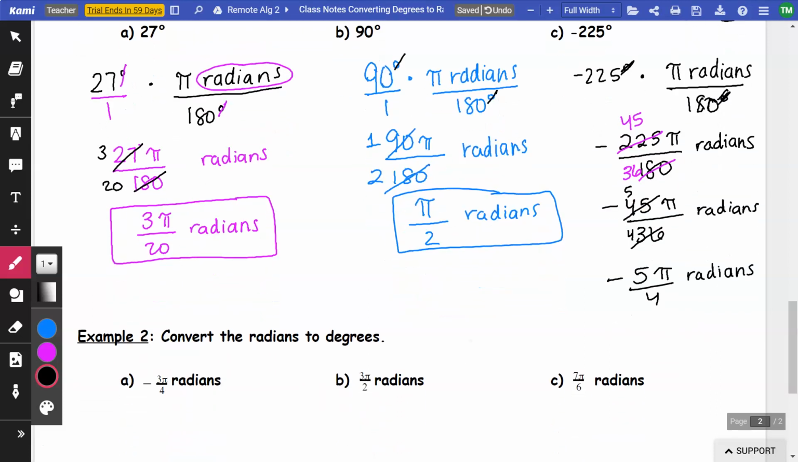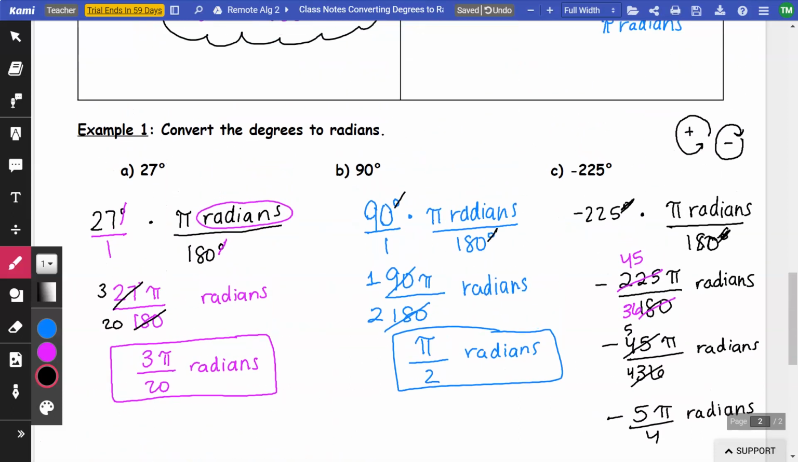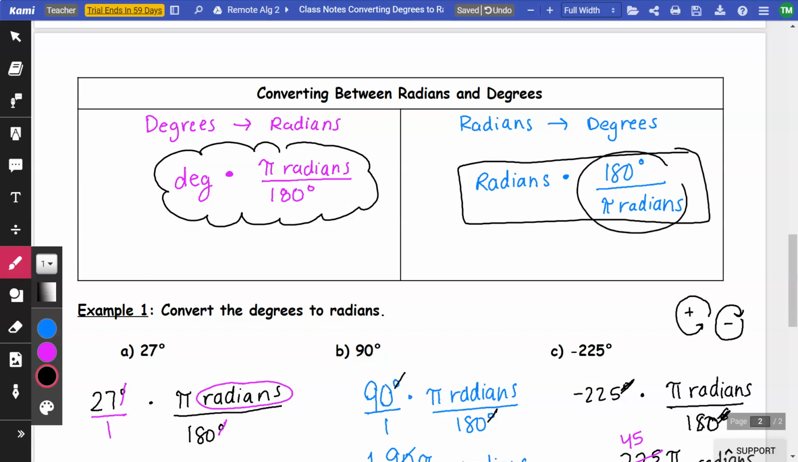So now let's do the opposite. Let's convert some radians to degrees. So I'm going to scroll up for just a second. And when I want to convert radians to degrees, I multiply my radians by 180 over pi radians. So all they did was flip the second part. Because we want to take radians divided by radians, because that will cancel, and then we'll be left with degrees as our unit measure.